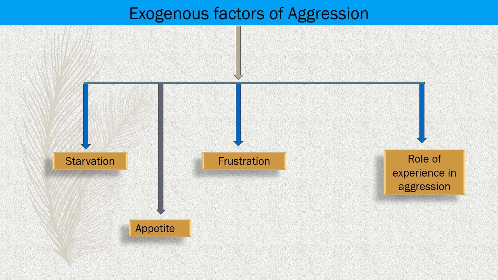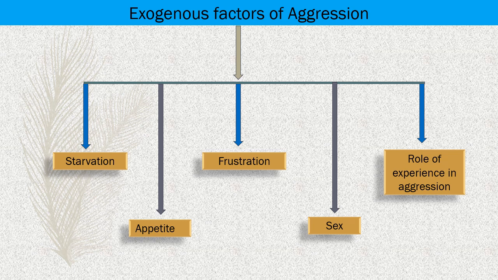Appetite. Appetite plays an important role in aggression. Aggression is regarded as one of the motivated behaviors. So, it appears that the animal becomes more aggressive if reared under some situations.